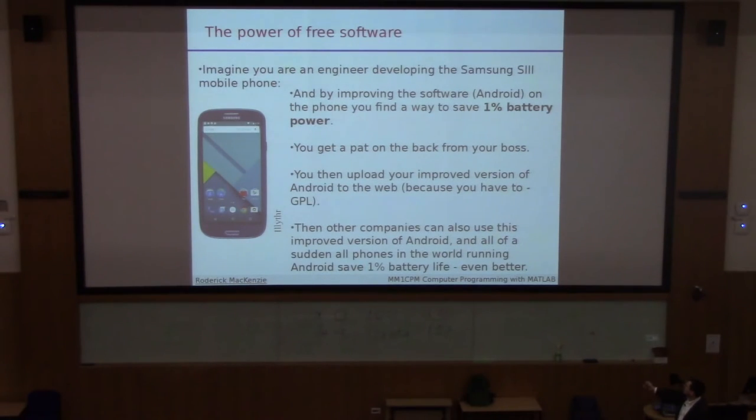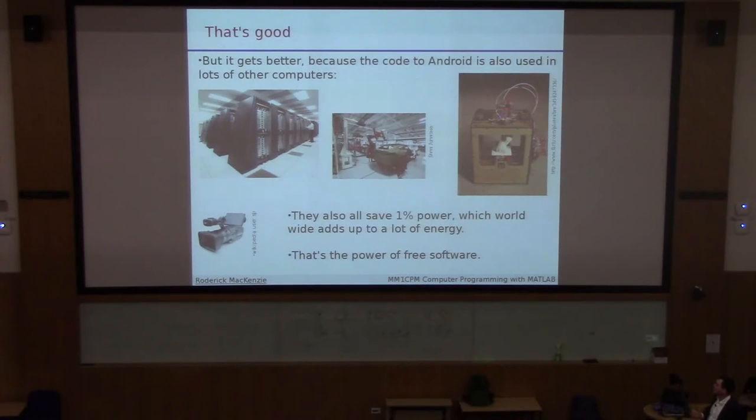But it gets better than that, because your new version of your operating system that saves 1% of battery power doesn't only run on Android phones, it also runs on supercomputers, it runs on robots, it runs on MakerBots, and it runs in cameras. So your 1% improvement on power in your phone has now, through software, been distributed through all computing devices that are based on Android or its relatives. And you've saved 1% of power on all computers throughout the whole world. So you've made a massive impact by just changing a few lines of code. And this is really the power of free software.